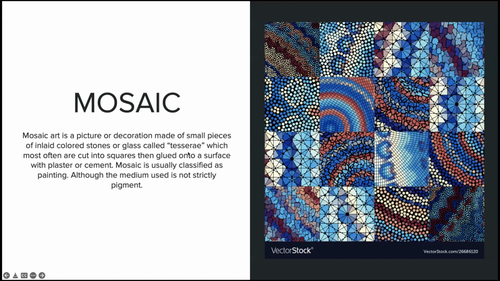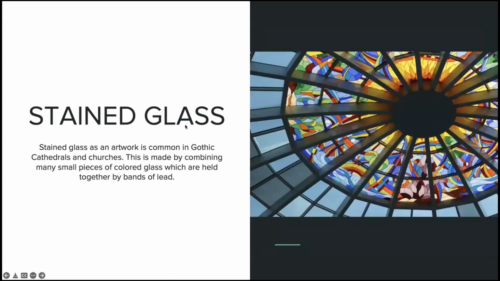Remember tessellation? So next is stained glass. Usually we see this in the church, no? Yeah, it's mentioned here. Stained glass as an artwork is common in Gothic cathedrals and churches. This is made by combining many small pieces of colored glass, which are held together by bands of lead.